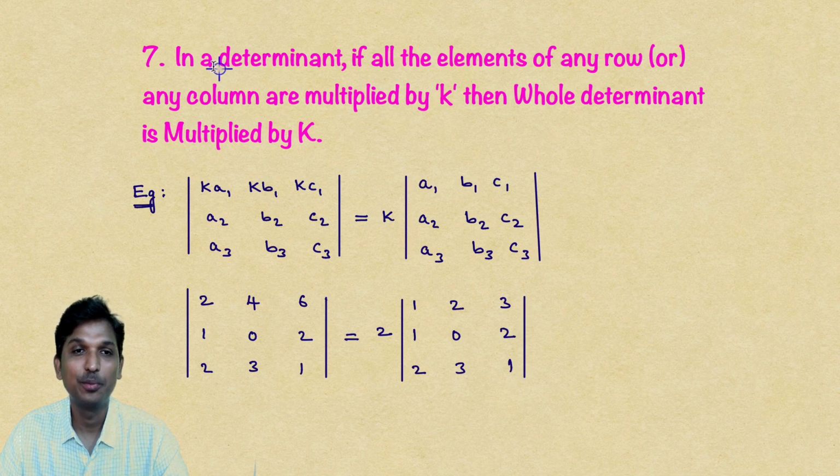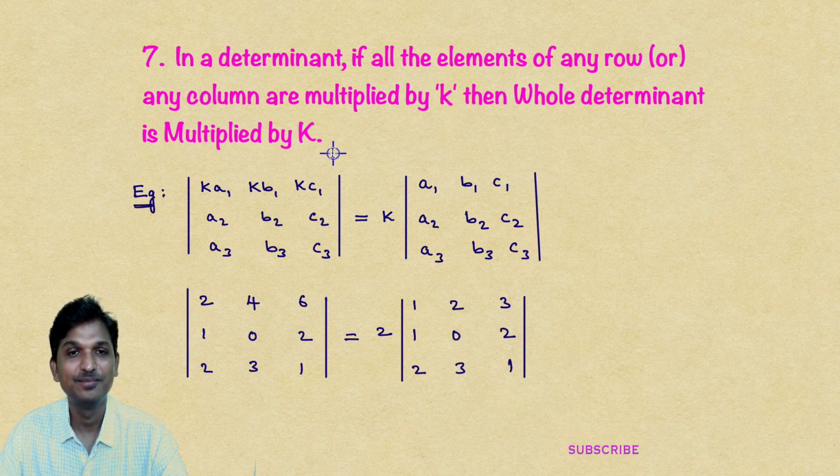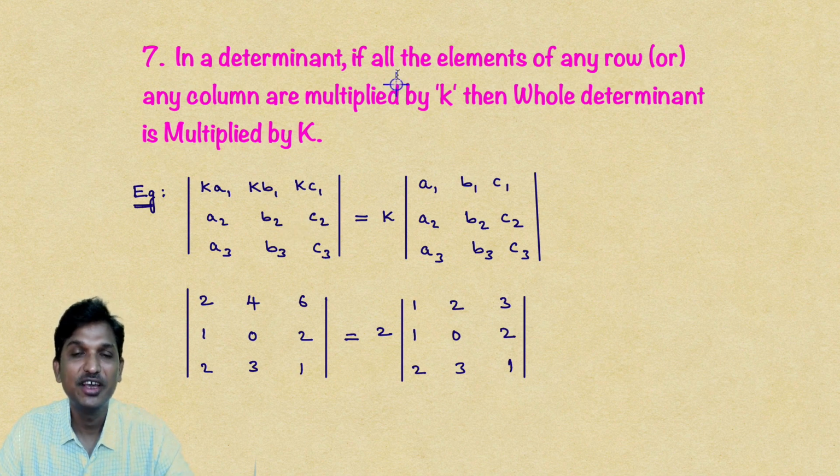What is the 7th property? In a determinant, if all the elements of any row or any column are multiplied by k, then the whole determinant is multiplied by k. Here in place of row, you can use any column also, right? I'll try to explain this with examples so that you can easily understand.